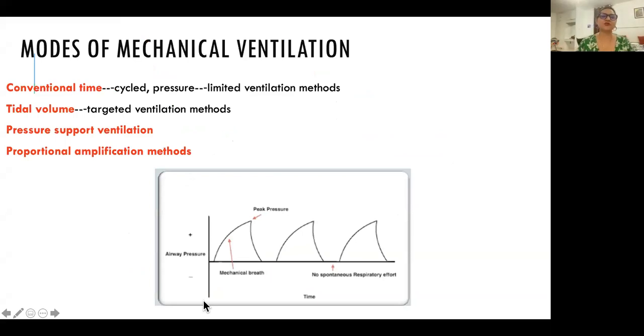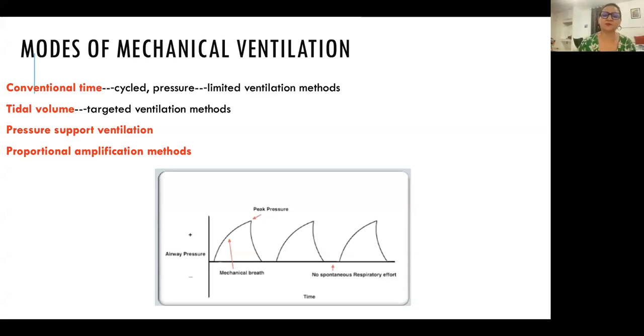When we use the conventional mode of ventilation, they were time cycled, pressure limited ventilators. And then, as I said, we tried to target the tidal volume by either TTV mode or a volume guarantee mode, so that when the baby's compliance starts improving and we continue to give the same pressure, we don't cause volume trauma. And then there is pressure support ventilation, when the baby is trying to control his own breaths and just needs a little bit of pressure support. That is supposedly the most comfortable mode of ventilation for the baby.